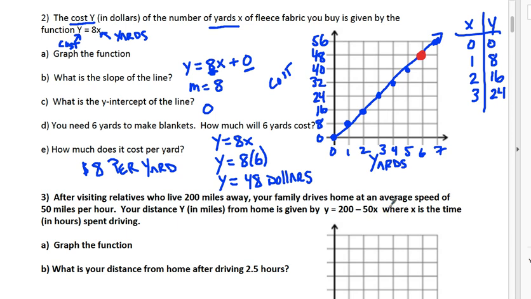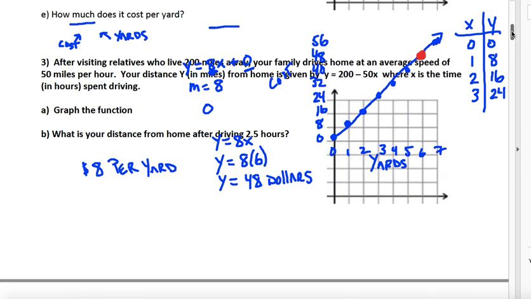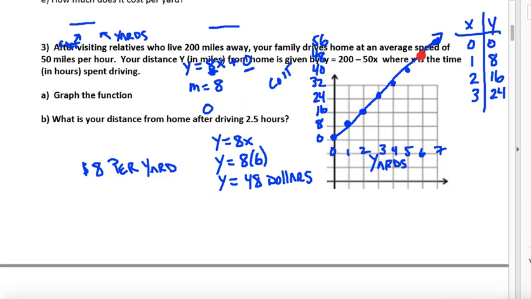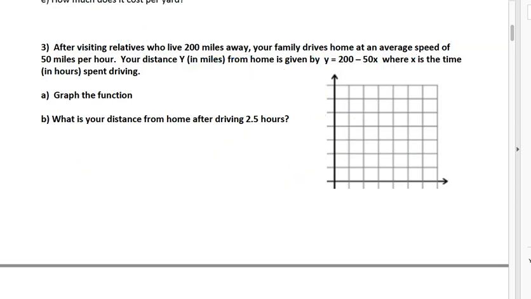Okay, so that was number 2. Now we're going to go on to number 3. Okay, got those erased.